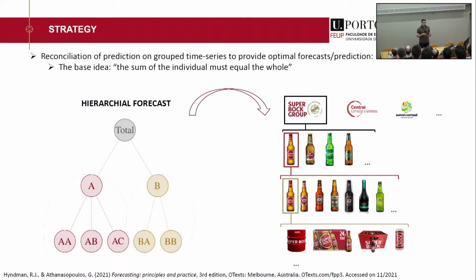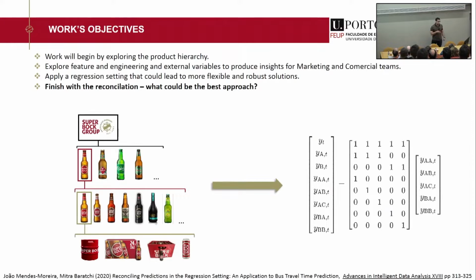For example, the base idea here is that once you review the monthly sales, everything is going to add up, okay? But once you try to add up the forecasts, that's not going to be the case. So besides the model, you also need to find a way to reconcile all the forecasts from the bottom to top, or vice versa. So this is one of the main objectives of the work: which model could work better in these scenarios, how can we reconcile everything to produce the most accurate forecast, and which insights can we retrieve from it.